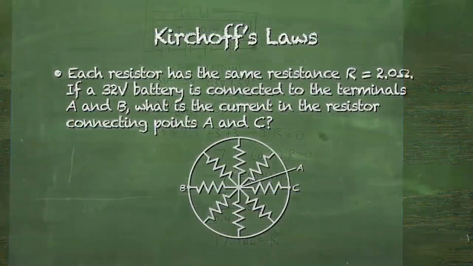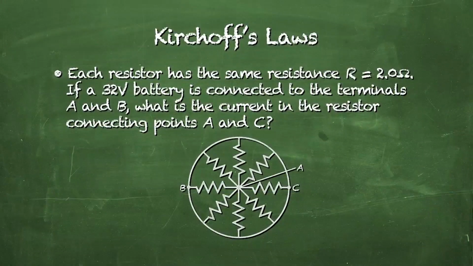Let's try another exercise. Here you have a rather odd looking circuit, but it's certainly possible to connect up resistors in that way. The question is, each resistor has the same resistance, R is equal to 2.0 ohms. If a 32 volt battery is connected to the terminals A and B, what is the current in the resistor connecting points A and C? So go ahead and draw your diagram, list your knowns and unknowns, and you can actually solve this just with Kirchhoff's voltage equation. I'll give you that much of a hint. So see if you can stay ahead of me.